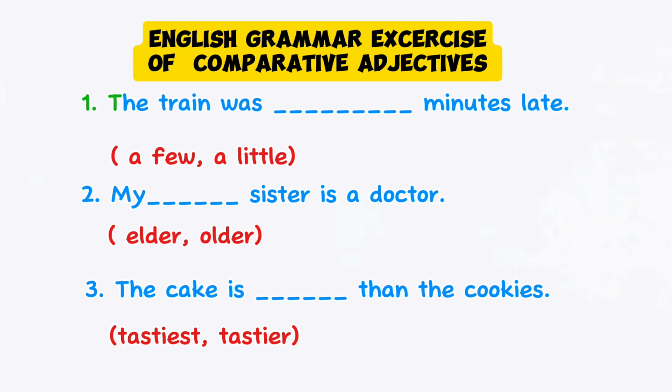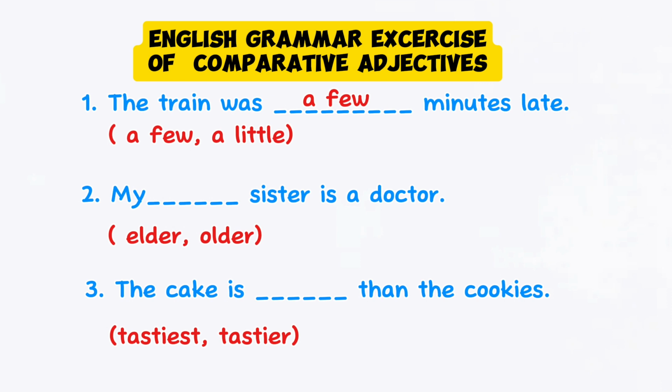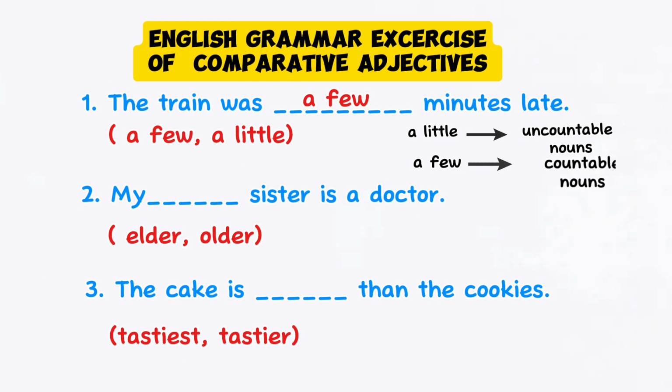Let's do. The train was blank minutes late. The options are a few, a little. The answer is a few. The train was a few minutes late. A few is used when referring to a small number of something, in this case, a small number of minutes. A little is used for uncountable nouns like a little water or a little sugar, whereas a few is used for countable nouns like a few minutes or a few apples. Since minutes is countable, a few is the correct choice.